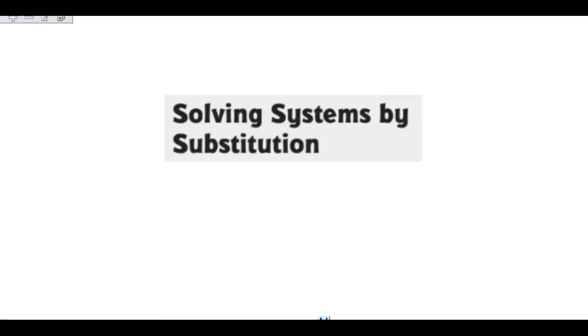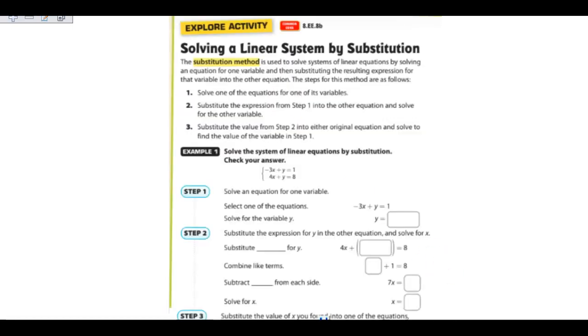Hello, welcome back. Today we're going to be talking about solving systems of equations by substitution. And this is just another way to find a solution to a system of equations. And so the first thing we are going to do is to use the substitution method.